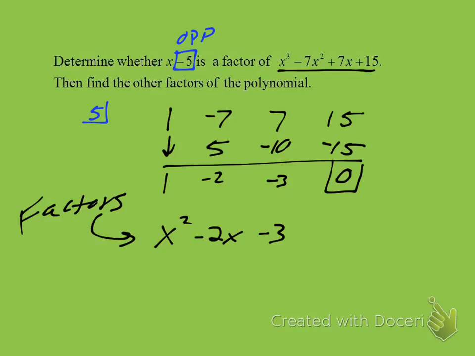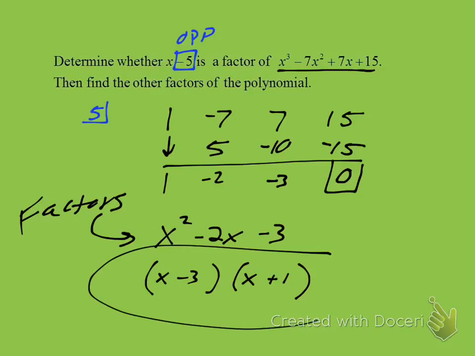Factors. Okay? So, you're factoring, coming back again. So, you need an x here, and an x here. You need two numbers that multiply to -3 and add to -2. -3, +1. Those two factors are your answer.